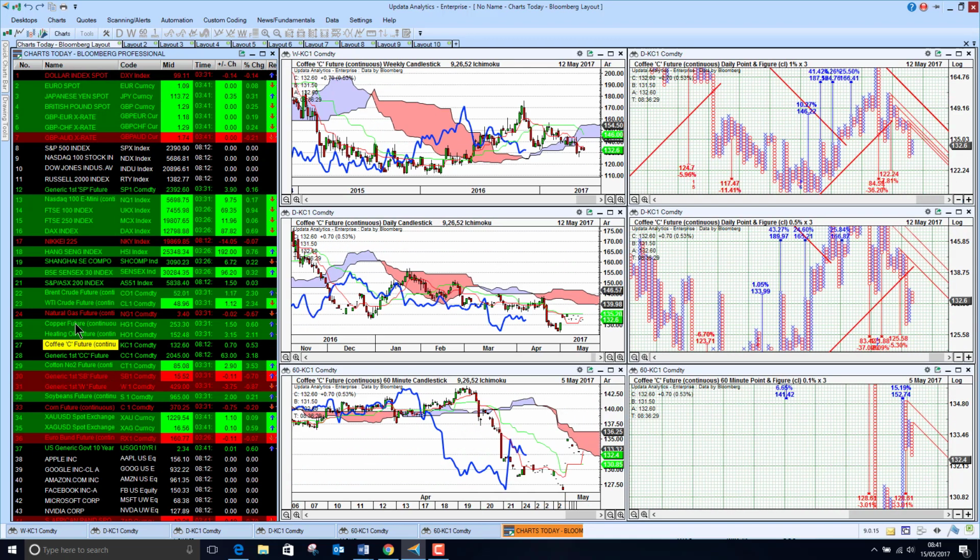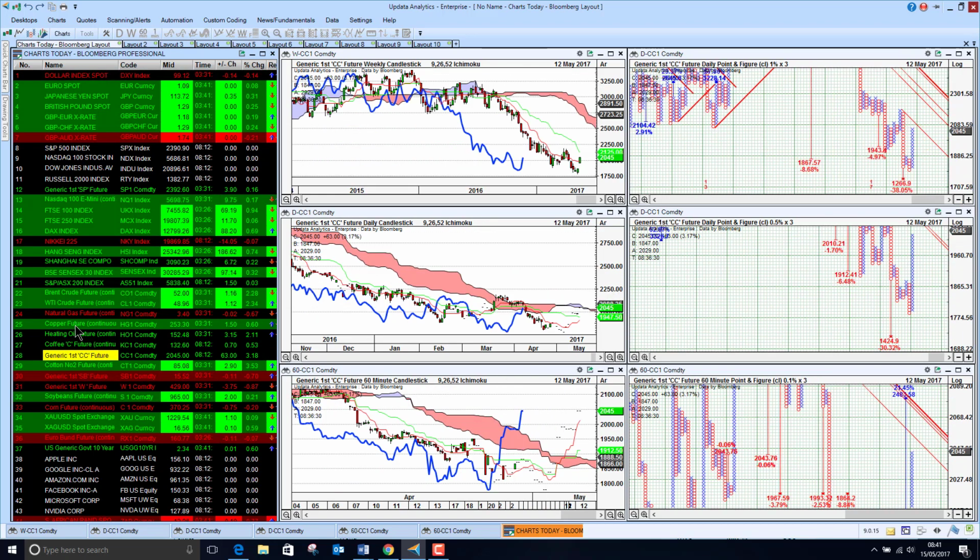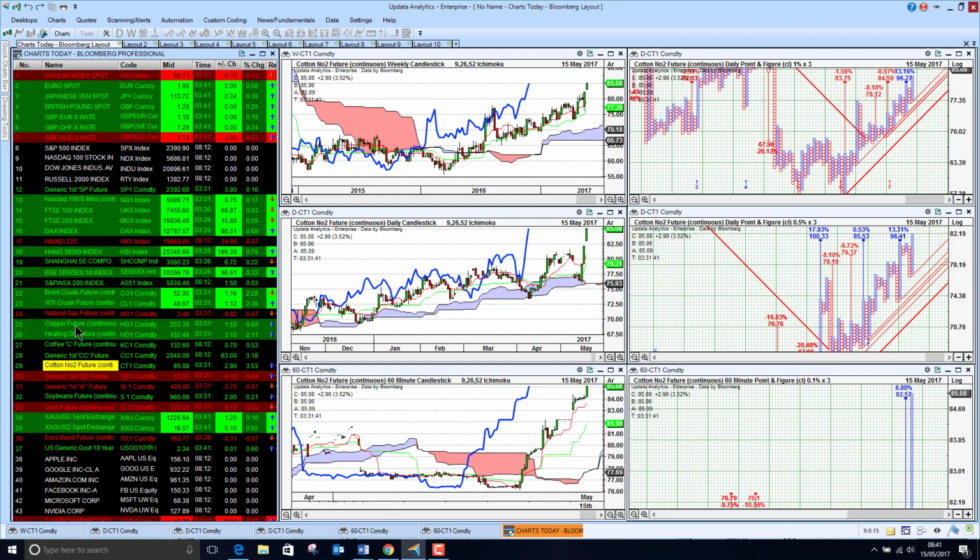Taking a quick look at coffee, that's bearish in the short and medium term. We're seeing here on cocoa a really dramatic rise, up 3%, and so that's just taking us bullish. And the same with cotton, really just rocketing at the moment, so bullish on all three time frames.